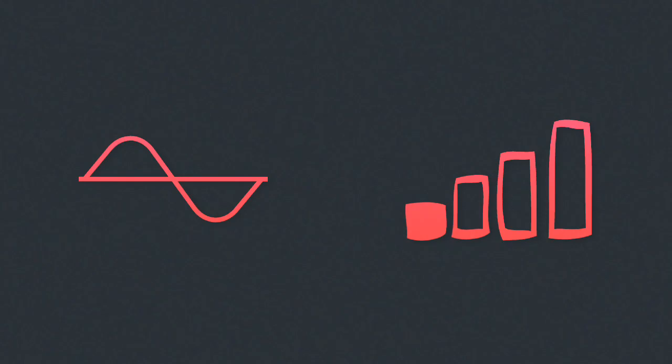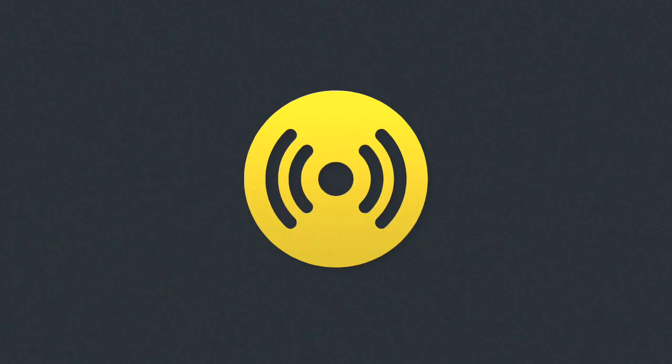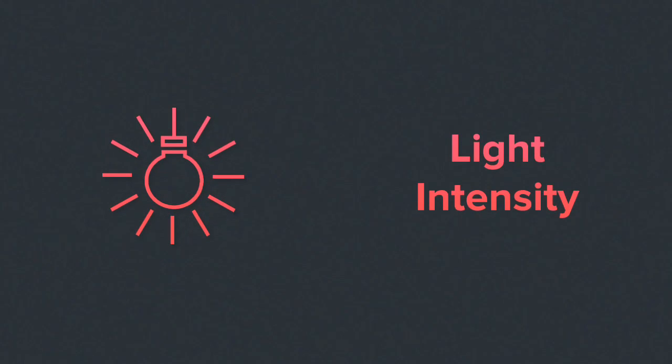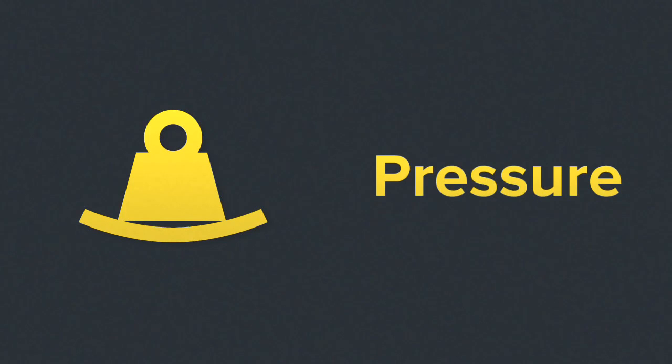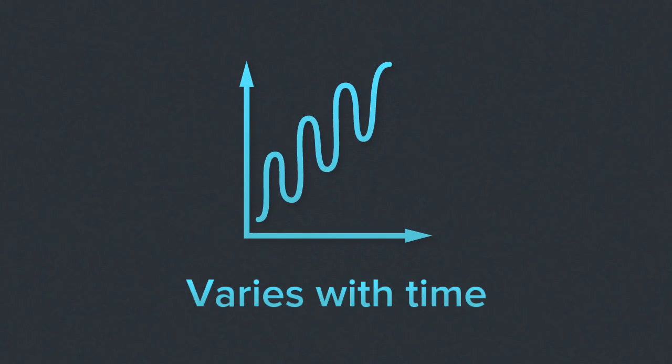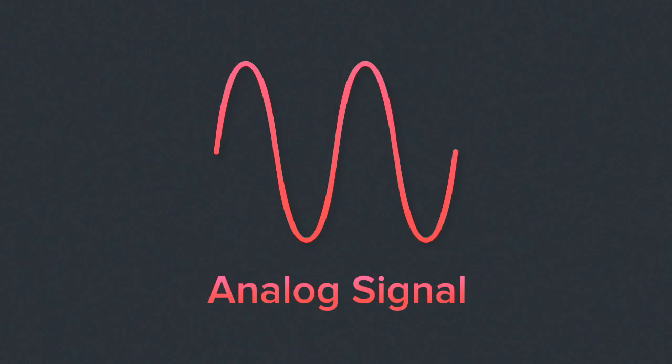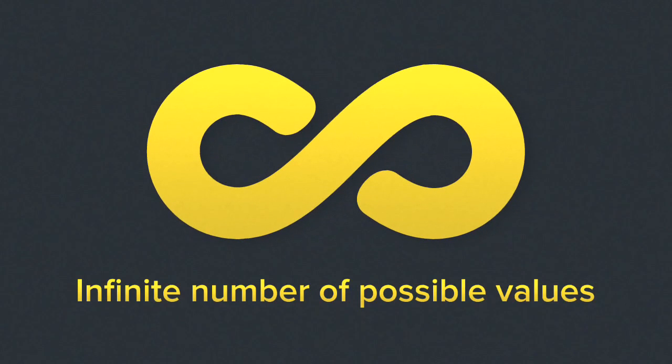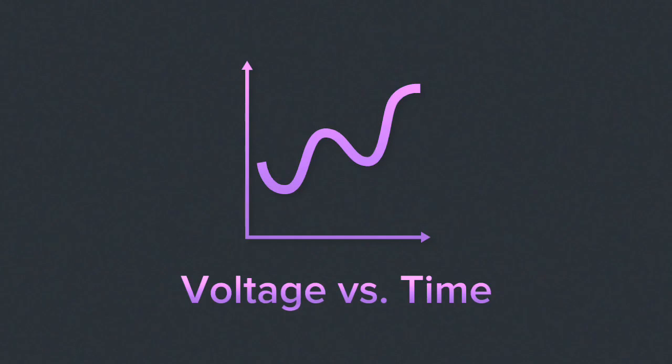Today we are going to see what analog and digital signals are. Everything that can be sensed around us is analog in nature, like temperature, humidity, the light intensity, pressure. These are known as physical quantities. The physical quantity varies with time, and that is why it is called analog signal. These signals can have infinite number of possible values. This can be represented using voltage versus time graph.